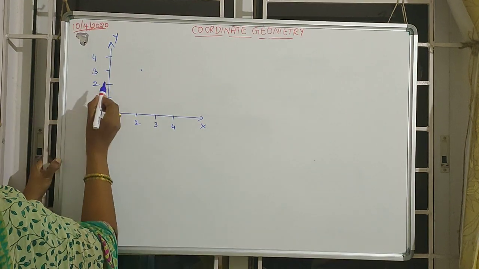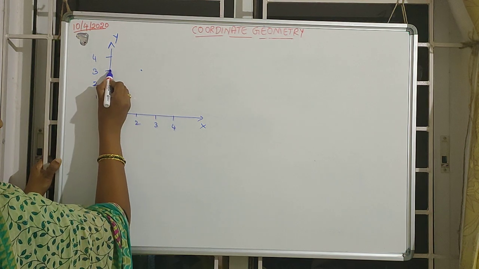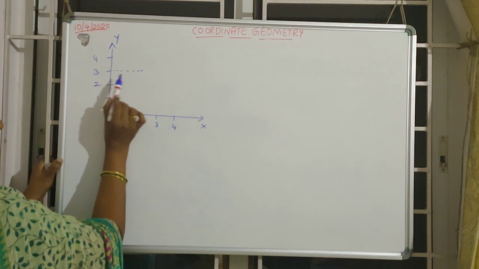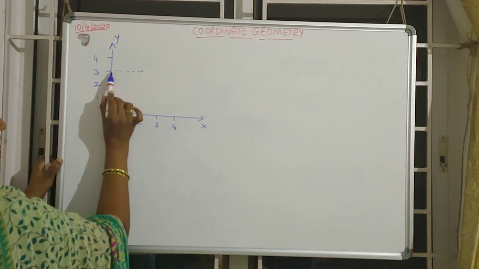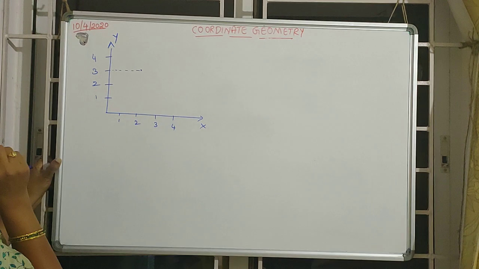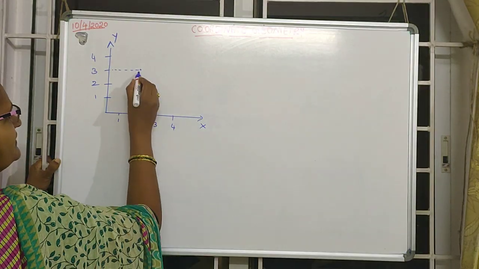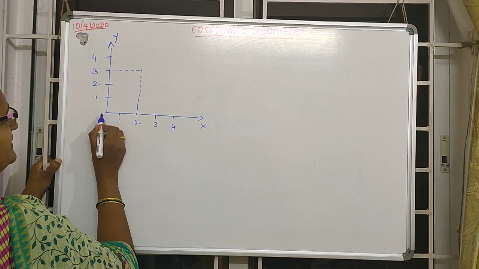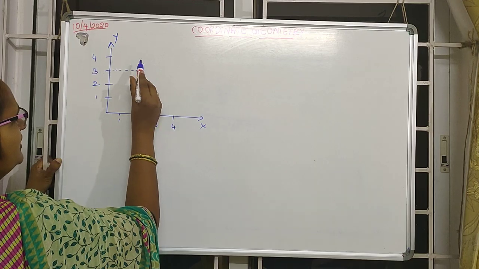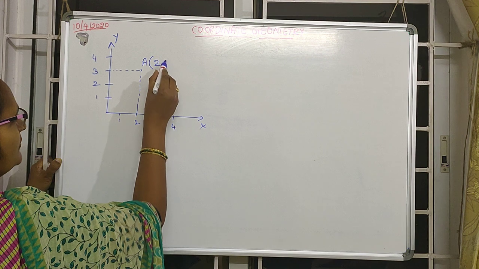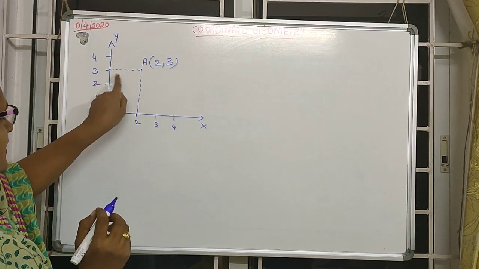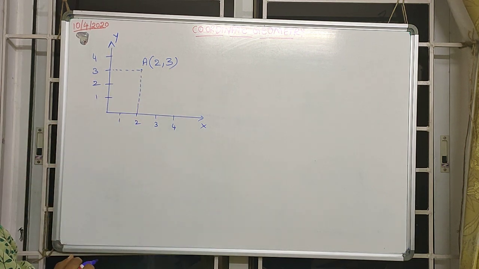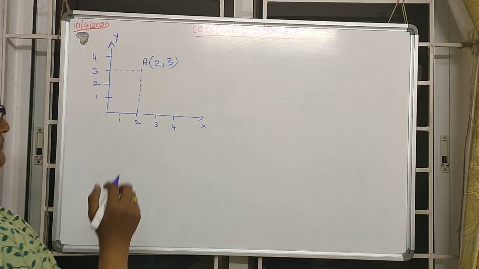Now see, the distance of the point from the y-axis is nothing but the x-coordinate. The distance from the y-axis to the given point we call the x-coordinate, and the distance of the point from the x-axis is known as the y-coordinate, or ordinate. The x distance here is 2 units, so this point is represented as x is 2, y is 3. This distance we call the x-coordinate, and this distance we call the y-coordinate, or ordinate.